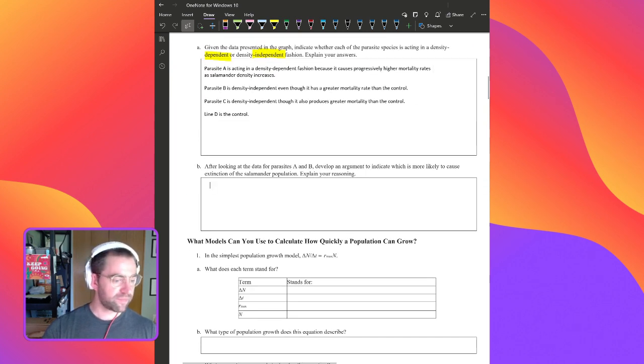All right. Question B. After looking at the data for parasites A and B, develop an argument to indicate which is more likely to cause extinction of the salamander population and explain your reasoning.